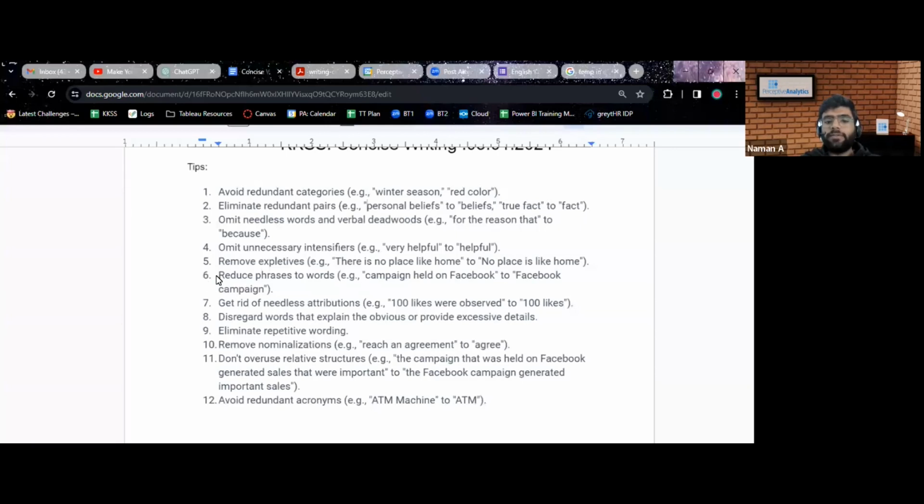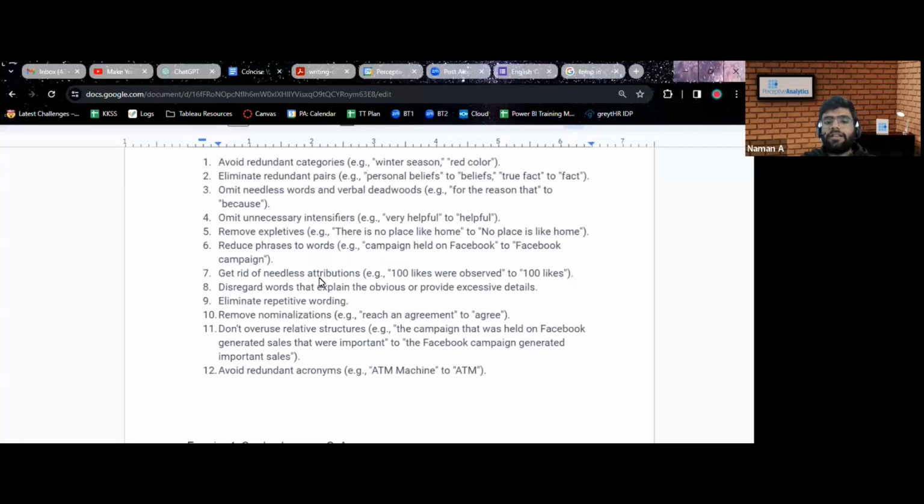The sixth tip is to reduce phrases to words. Wherever possible, we should try to reduce phrases like campaign held on Facebook; we can just use Facebook campaign. The seventh tip: get rid of needless attributions. 100 likes were observed, you can just say 100 likes. Then disregard words that explain or provide excessive details. Eliminate repetitive wording. Remove normalizations.